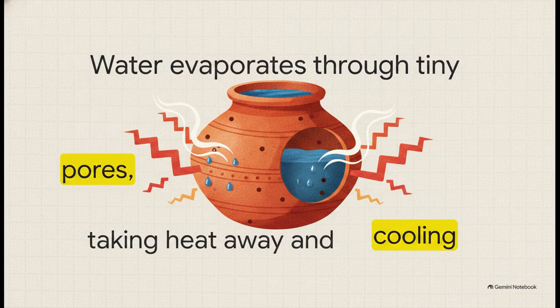Water evaporates through the tiny, microscopic pores on the outer surface of the clay pot. As it turns into vapor, it takes heat with it, effectively cooling the remaining water trapped inside. You can also see this principle at work when water is sprinkled on a hot surface to make it feel cooler. It's incredibly smart, low-tech engineering based purely on the principles of evaporation.